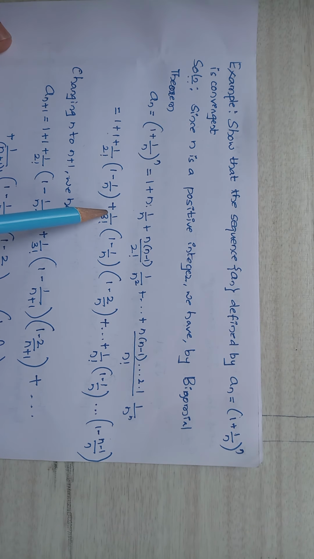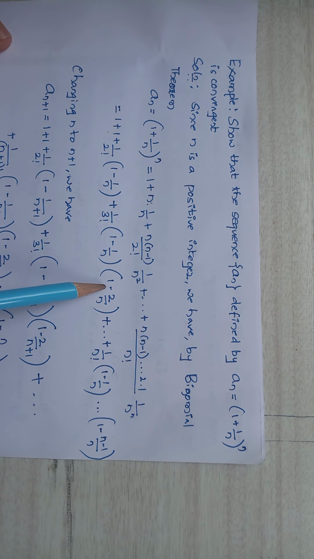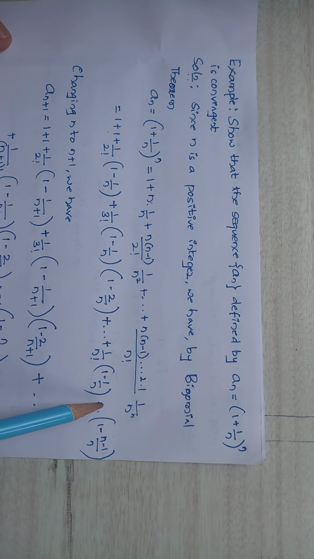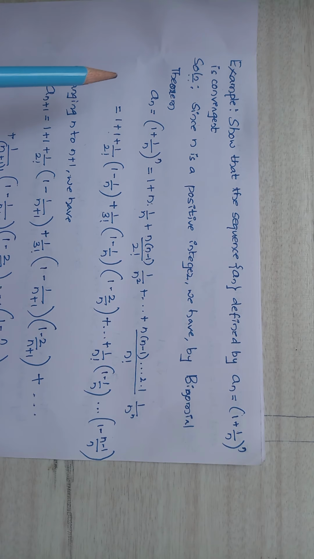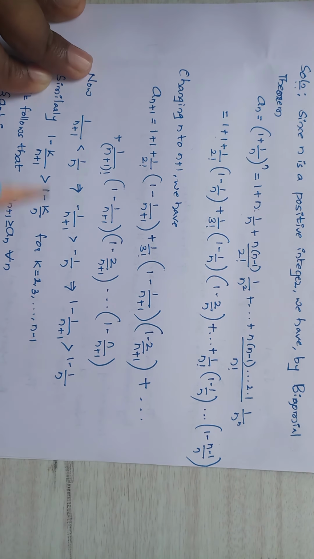So similarly, plus 1 upon 3 factorial into (1 minus 1 divided by n) into (1 minus 2 divided by n), plus and so on, 1 upon n factorial into (1 minus 1 by n), and so on, into (1 minus 2 by n), and so on, (1 minus (n minus 1) divided by n). Okay, so now what I do here, in the place of n I replace n plus 1, changing n to n plus 1.